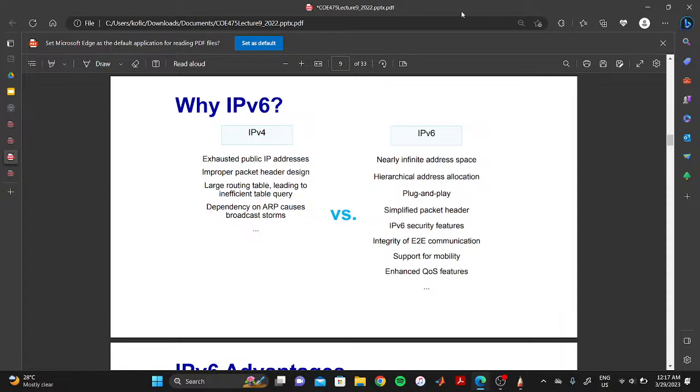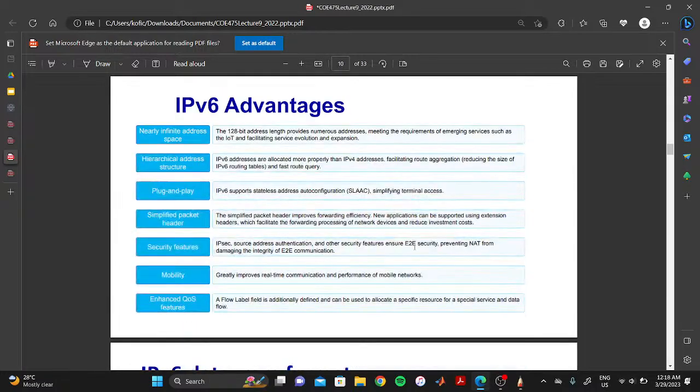It also brought hierarchical address allocation, a plug and play system, and a simplified packet header. This is very important. We saw plenty of things in IPv4: type of service, optional field, version, header length, length of packet, plenty of other things. But with IPv6, it's very, very simple. There are also security features built into IPv6, such as integrity, and enhanced quality of service features.